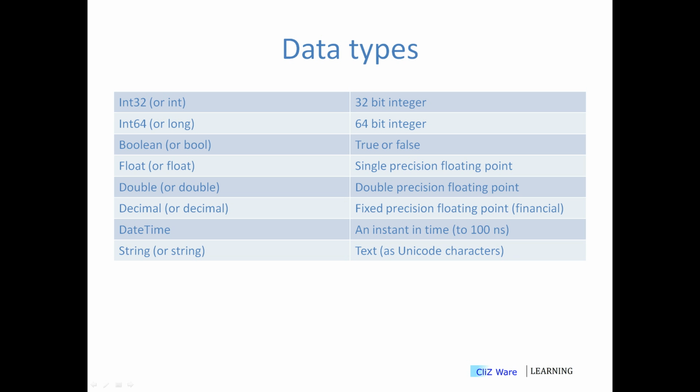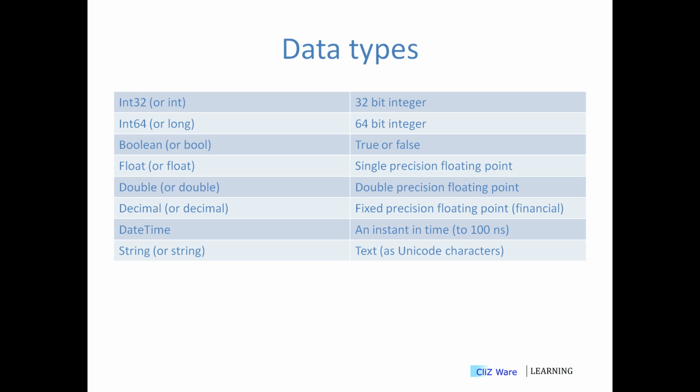Boolean, as I mentioned earlier, it's either true or false, and you can write either Boolean or bool. It's two different ways. Float is single precision floating point, and it's really good when you want to perform some scientific calculations. It's really good to use that.